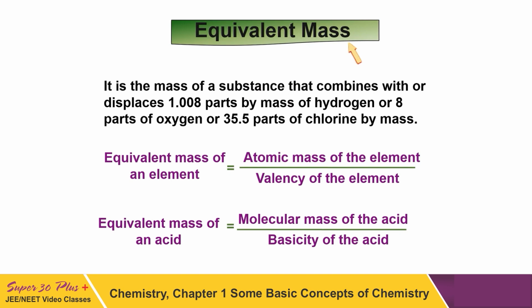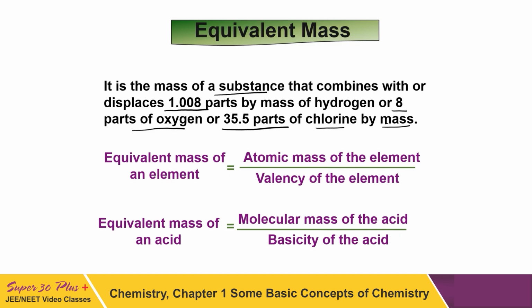So what is equivalent mass? We know the molar mass, but what is equivalent mass? As per the definition, it is the mass of substance that combines with 1.008 gram of hydrogen, or 8 parts of oxygen, or 35.5 parts of chlorine by mass. You can also say 108 gram of silver. Here you can use silver also.